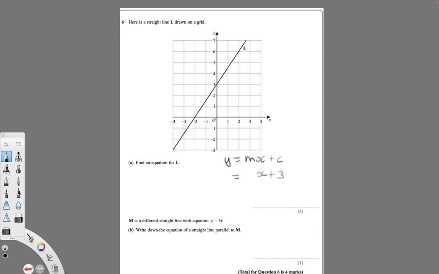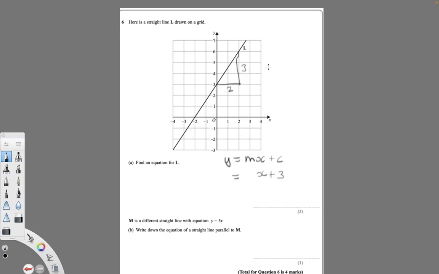Well, one of the ways that we can do this is if we start looking at a triangle and then we also draw up here. Well, we've gone from 3 up to 6 there, so we've gone up 3 squares, and we've gone from 0 on our x-axis over to 2, so we've gone across 2 squares.